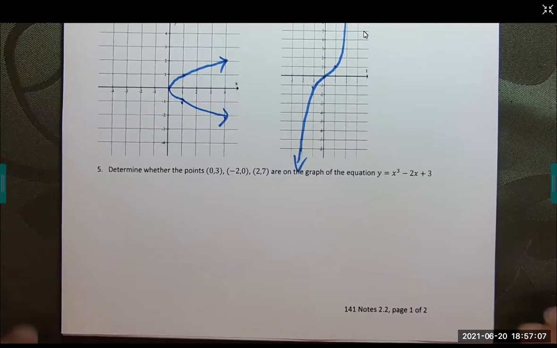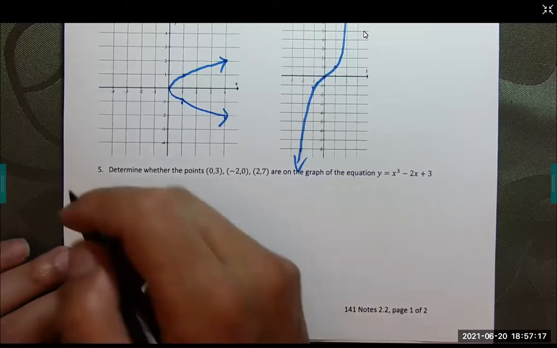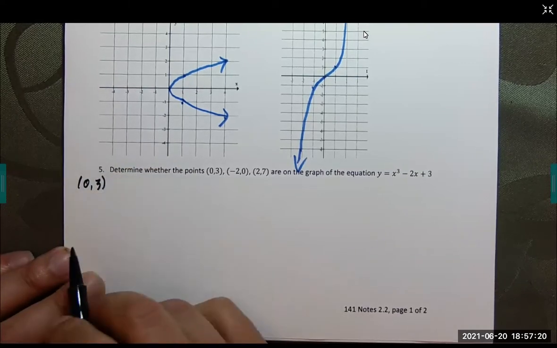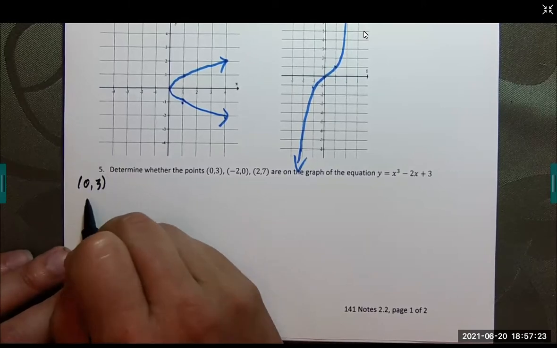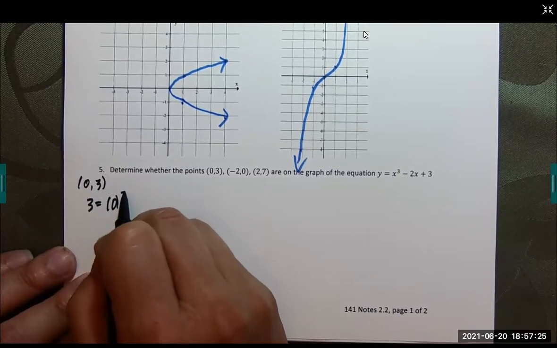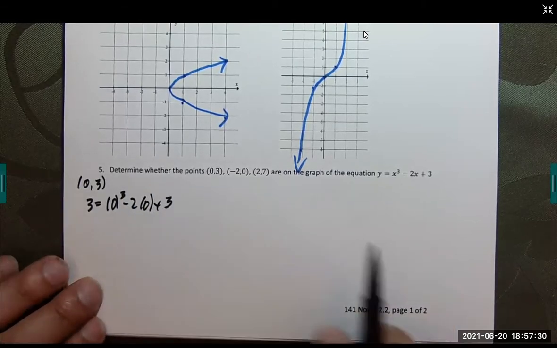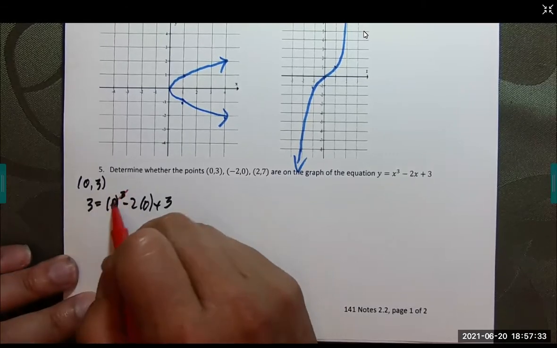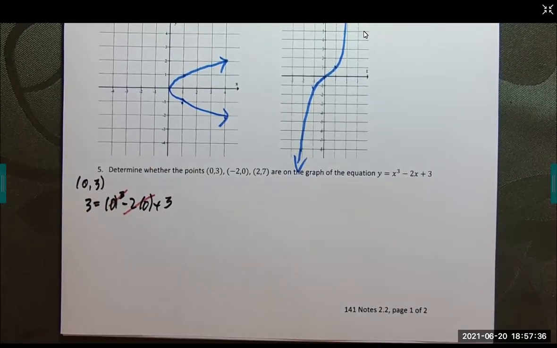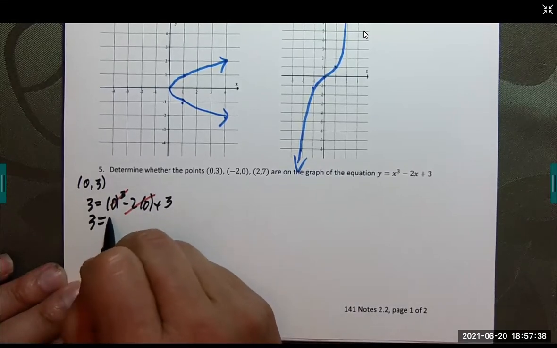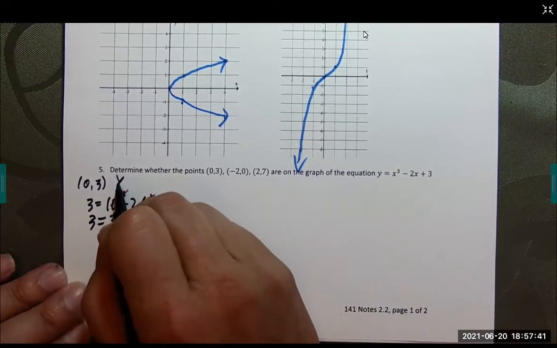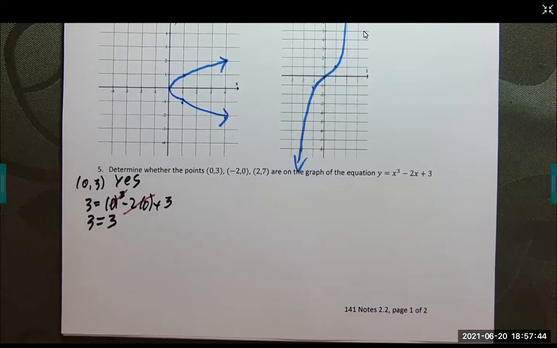So determine whether the points are on the graph of the equation y equals x cubed minus 2x plus 3. All right, so if this is true, let's start with 0, 3. So that means x equals 0, y equals 3. So 3 equals 0 to the third minus 2 times 0 plus 3. And you can see right away, these two, bye-bye, they're gone. So 3 equals 3. The answer is yes for this one. So that point 0, 3 is on that graph.